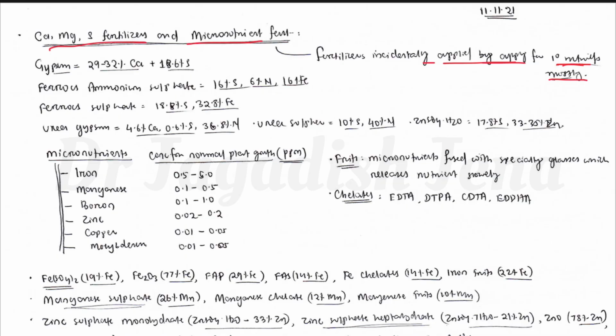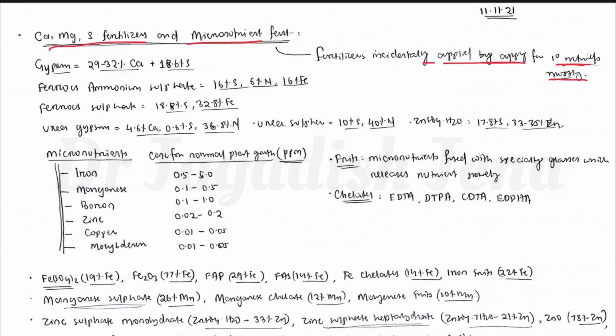Because this makes them soluble, and pH also affects the micronutrient availability more significantly. So we have to rectify the soil reaction and maintain the soil health so that micronutrient fertilizer need not be applied in the soil.